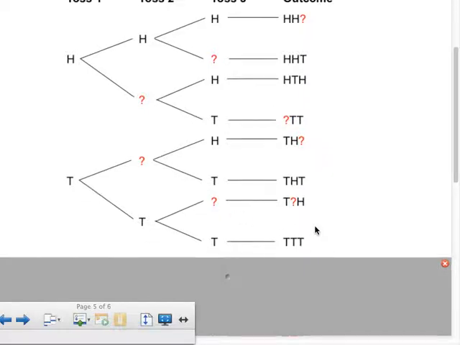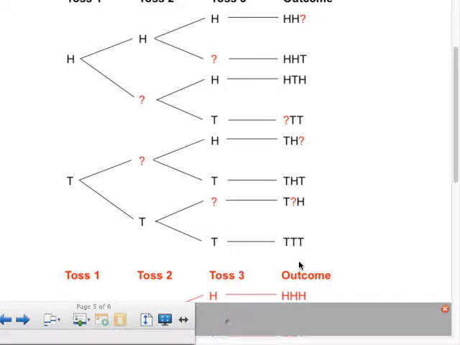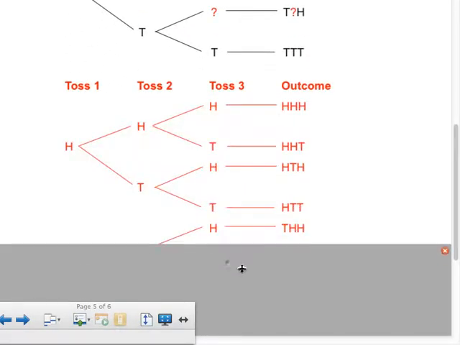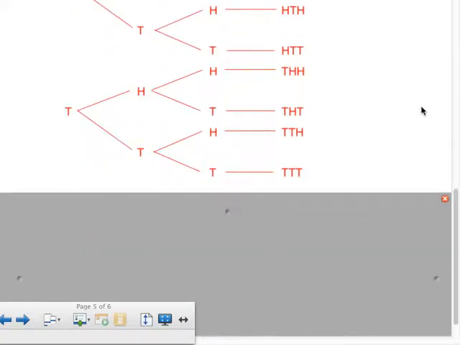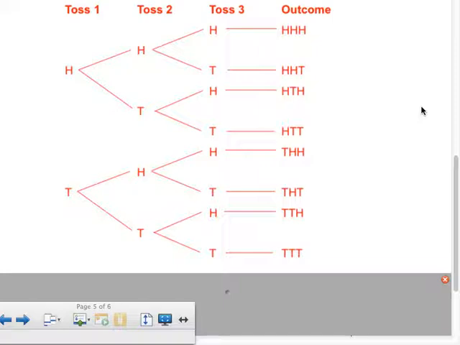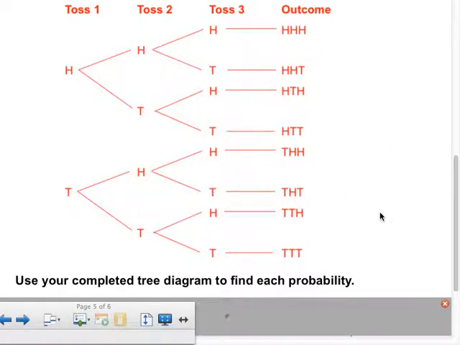Tails, very good. All right, so here is what we got. That's what we just gave the answer and filled in the blanks, or the question marks. Now we're going to use this, what do we call this again? Does somebody remember? Tree diagram. We're going to use this tree diagram. It's completed, and we're going to use it to figure out what these probabilities are.